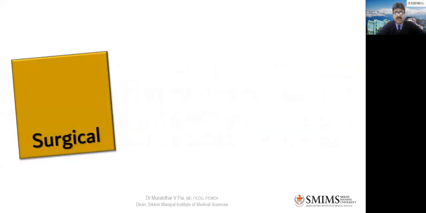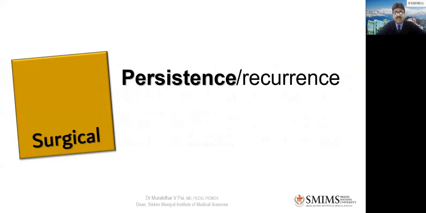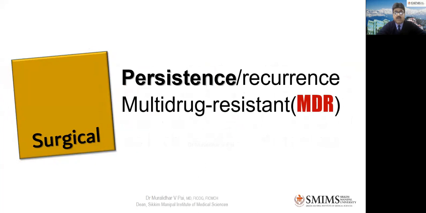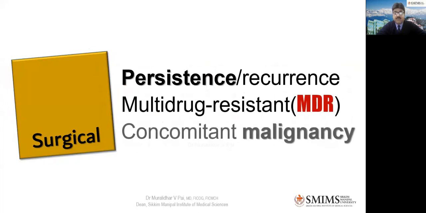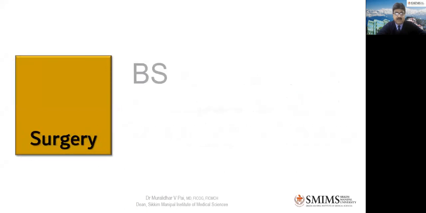What is the surgical treatment? Only if there is a big mass, or there is a persistence or recurrence, or there is multi-drug resistance, or if there is concomitant malignancy. It looks like malignancy is one thing, having concomitant malignancy is another thing. What's the surgery? You may do bilateral salpingectomy. As I said, once there is hydrosalpinx, there's no point in rearing that tube there. It's useless. It will cause other problems, ectopic pregnancy and things like that.